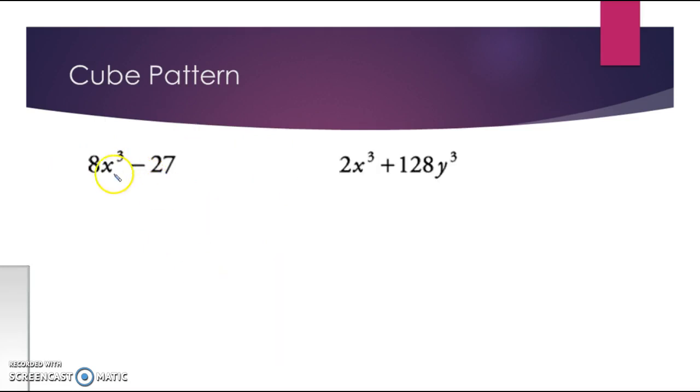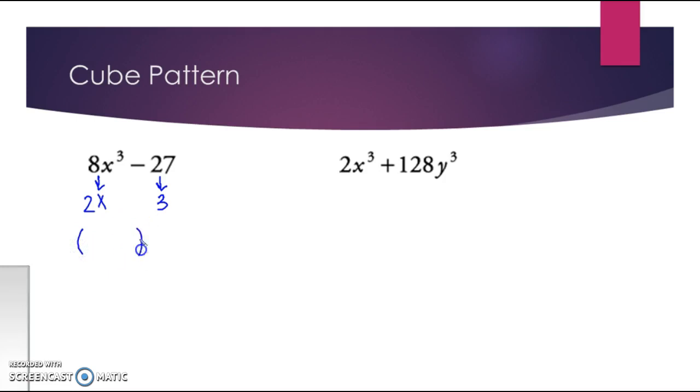So for our examples, I have 8x cubed minus 27. And these are both perfect cubes that don't have a GCF. So the cube root of 8 is 2. And then just like with our difference of squares, if your exponent was even, you know it's a perfect square and you cut it in half. If your exponent is a multiple of 3, then it's a perfect cube and you divide it by 3. So 3 divided by 3 is just 1. So my cube root is 2x. And then the cube root of 27 is 3. Ignore the sign. We'll come back to that later.